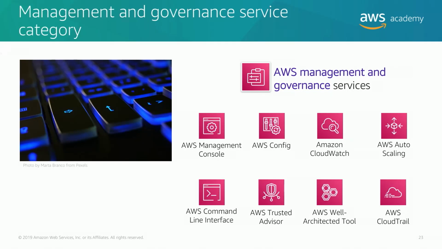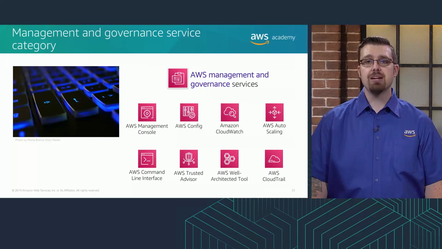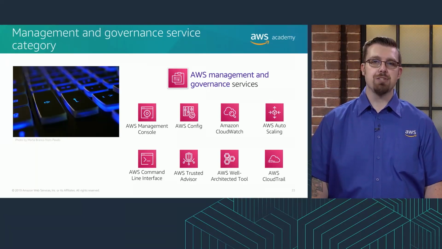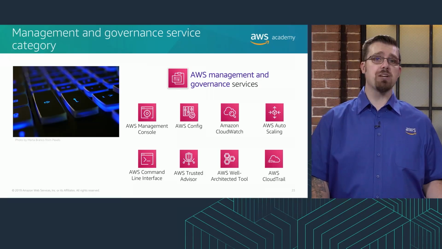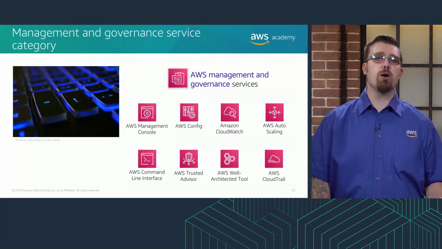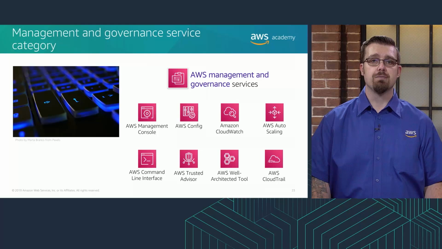Wrapping up the AWS service category overview, we have AWS Management and Governance services, which include the AWS Management Console. This is a web-based user interface for accessing your AWS account. Next, we have AWS Config, which is a service that helps you track resource inventory and changes. The Amazon CloudWatch service allows you to monitor resources and applications. AWS Auto Scaling provides features that allow you to scale multiple resources to meet demand.